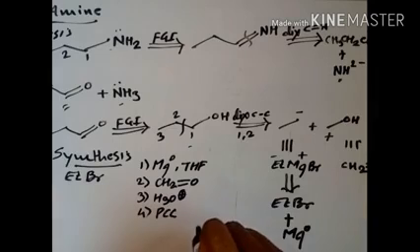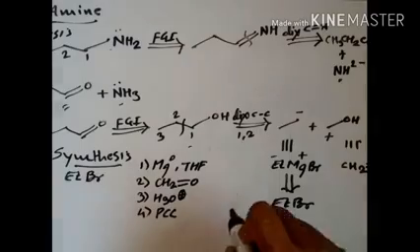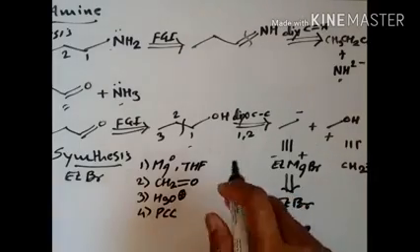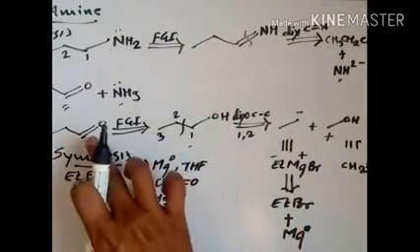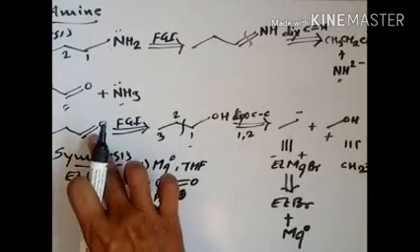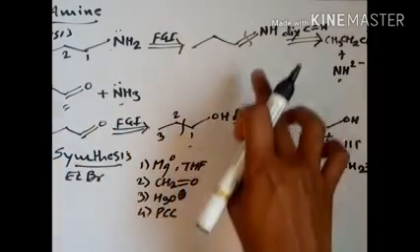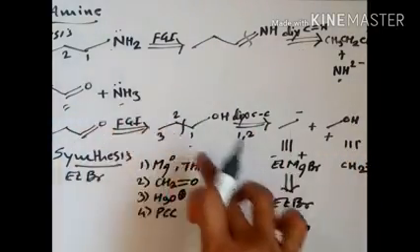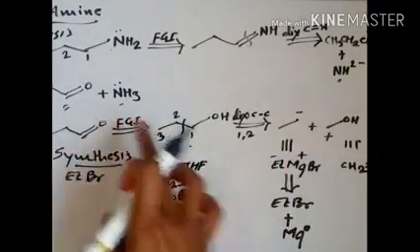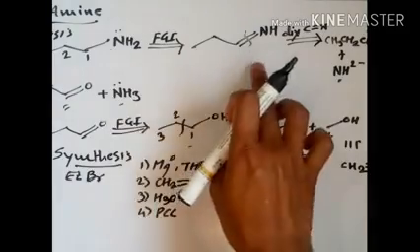Pyridinium chlorochromate, which is a complex. PCC is able to convert this primary alcohol into the aldehyde. So we get the aldehyde. Now we have to convert this aldehyde into the imine. So we have to move like that, converting this aldehyde into the imine.